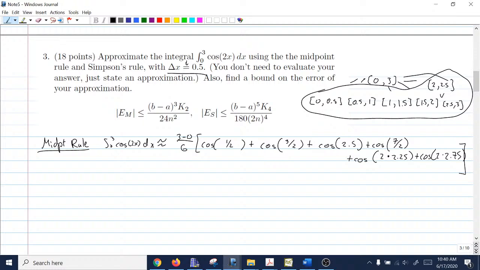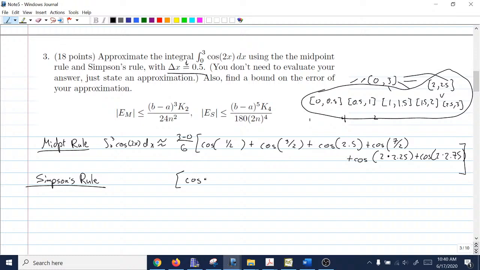Riemann sum. What's the Simpson's rule one? This is the deal where I need to take the 1, 4, 2, 4, 2, 4, 1. And I'm going to use these points. 1, 4, 2, yeah.